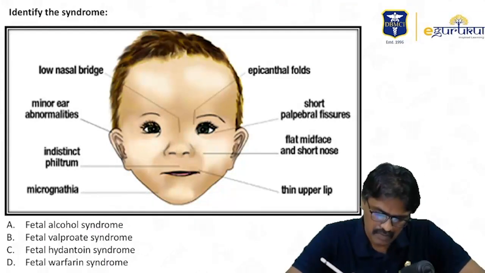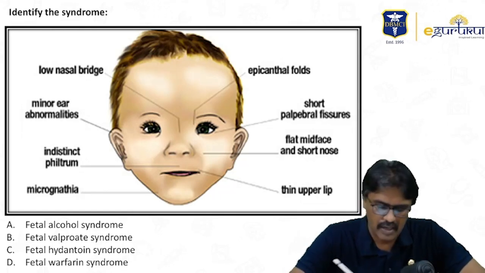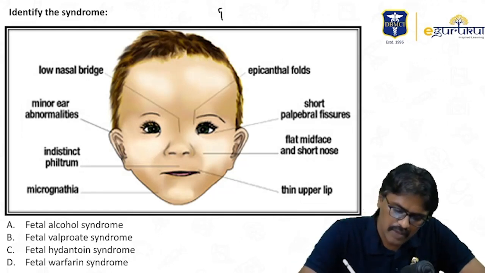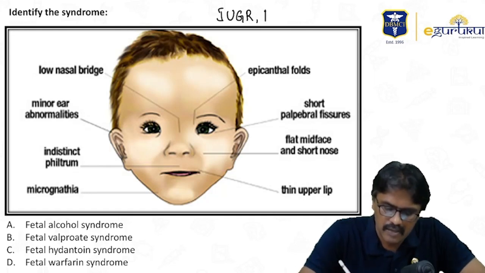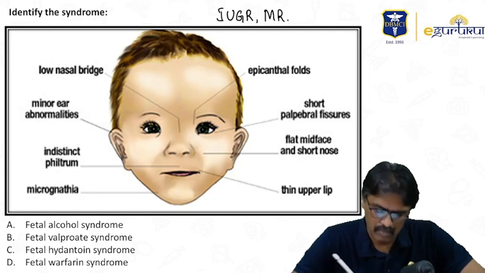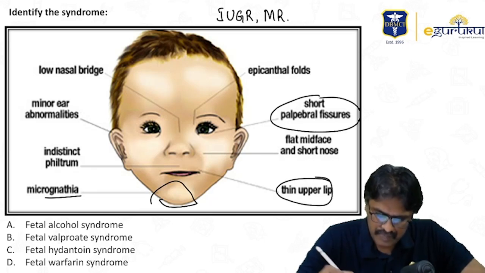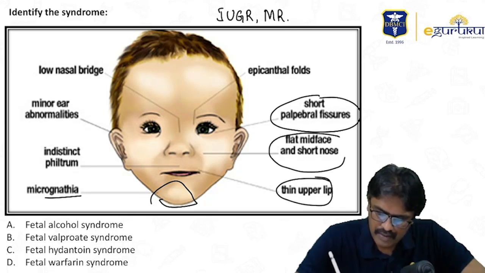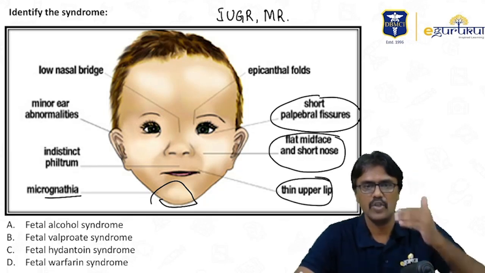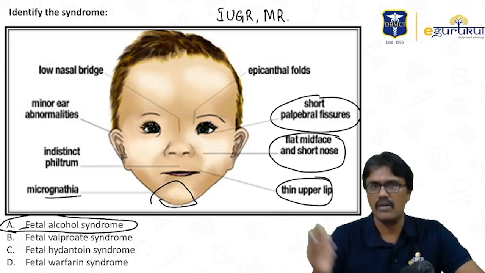Now identify the syndrome. Now this is fetal alcohol syndrome. Along with that, the babies will have intrauterine growth retardation as well as mental retardation. These are also there, and you can see that they have micrognathia, that is small chin, and also short palpebral fissure, thin upper lip. So flat mid face, and short nose.